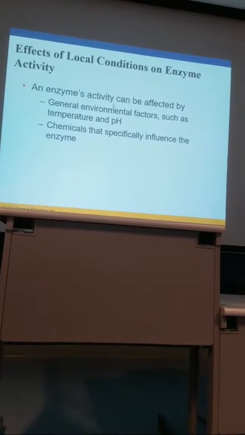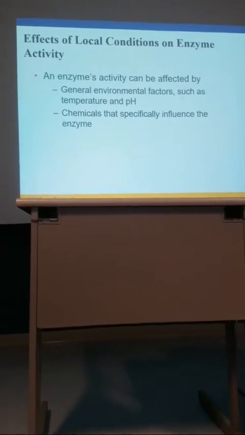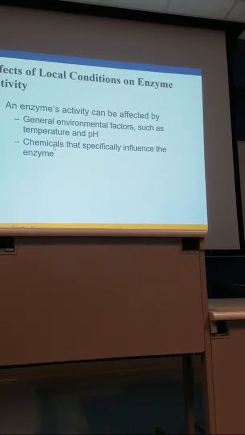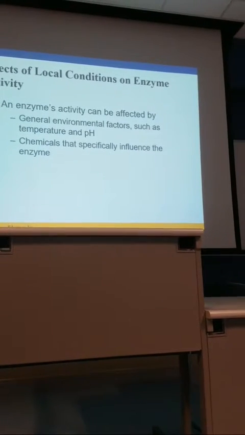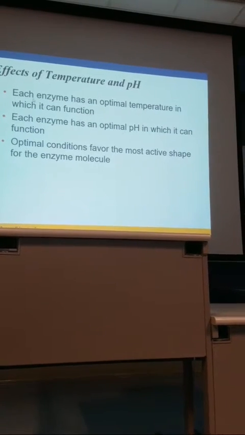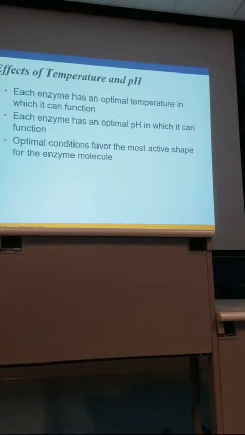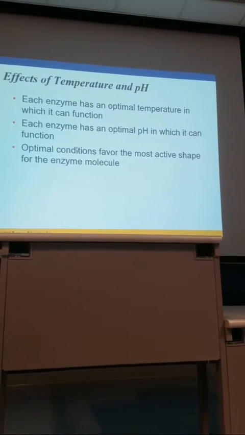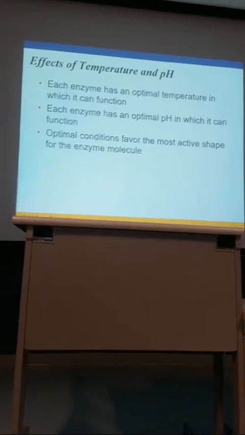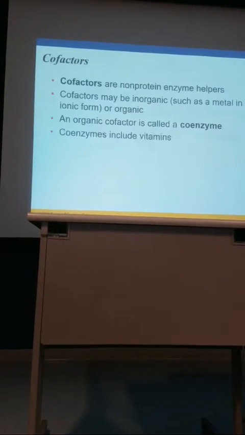What can affect an enzyme's activity? It's protein. So temperature, pH, or chemicals can all affect the way an enzyme works. There are ideal or optimal pHs and temperatures for different enzymes. They're not all the same. Each enzyme can have optimal conditions.